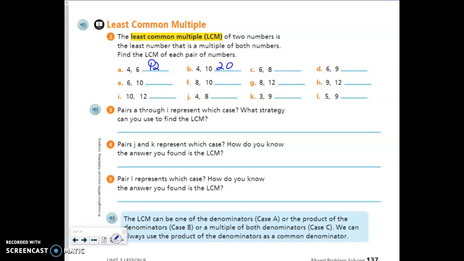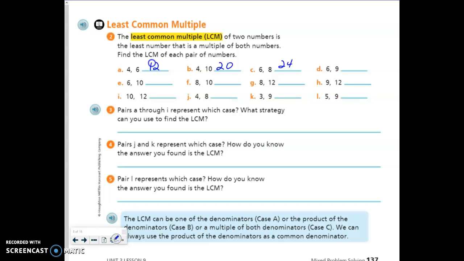C again is 6 and 8, which again we used as an example on the top part of the page. So if you've got that written down, you can look back up there. Our LCM for that one should be a 24. Again, 6 times 4 is 24, and 8 times 3 is 24. Again, the more you know your multiplication facts, the easier these kinds of problems become.